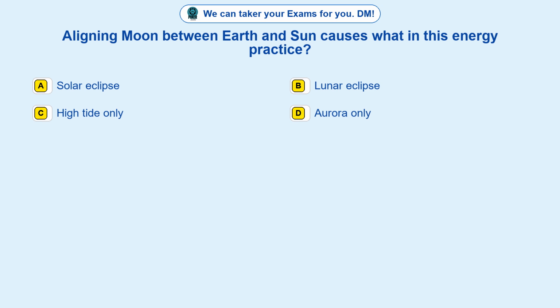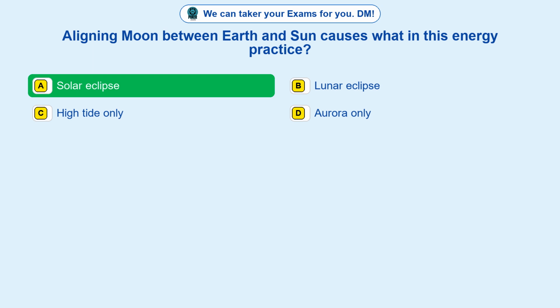Question 92. Aligning moon between Earth and Sun causes what in this energy practice? Option A, solar eclipse. Option B, lunar eclipse. Option C, high tide only. Option D, aurora only. The correct answer is option A.